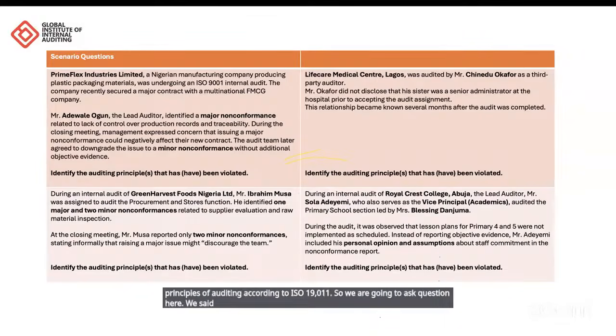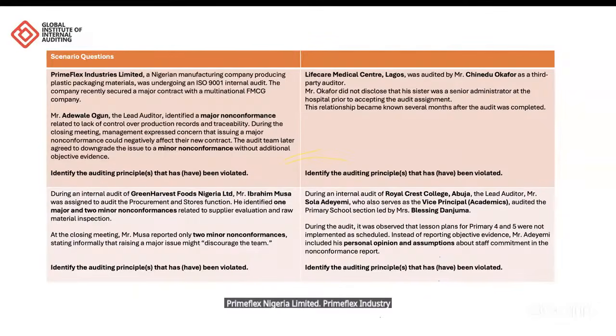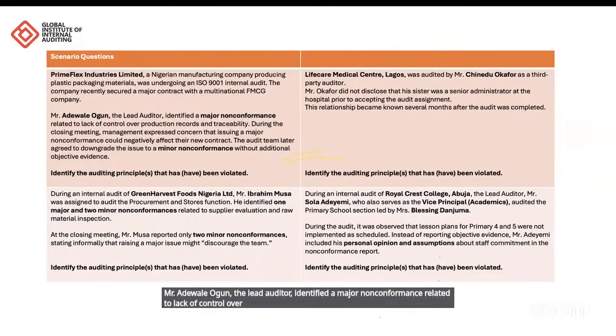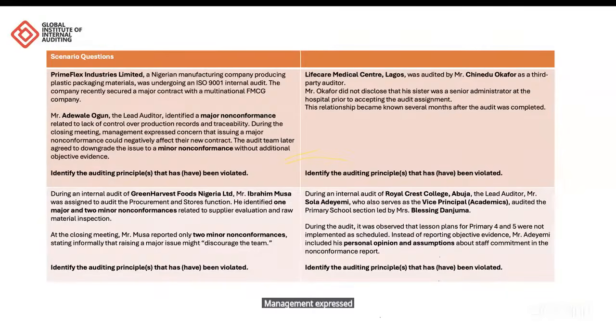Prime Flex Industry Limited, a Nigerian manufacturing company producing plastic packaging material, is undergoing an ISO 9001 internal audit. The company recently secured a major contract with a multinational FMCG company. Mr. Adewale Ogun, the lead auditor, identified a major non-conformance related to lack of control over production records and traceability. During the closing meeting, management expressed concern that issuing a major non-conformance could negatively affect their contract. The audit team later agreed to downgrade the issue to a minor non-conformance without additional objective evidence.